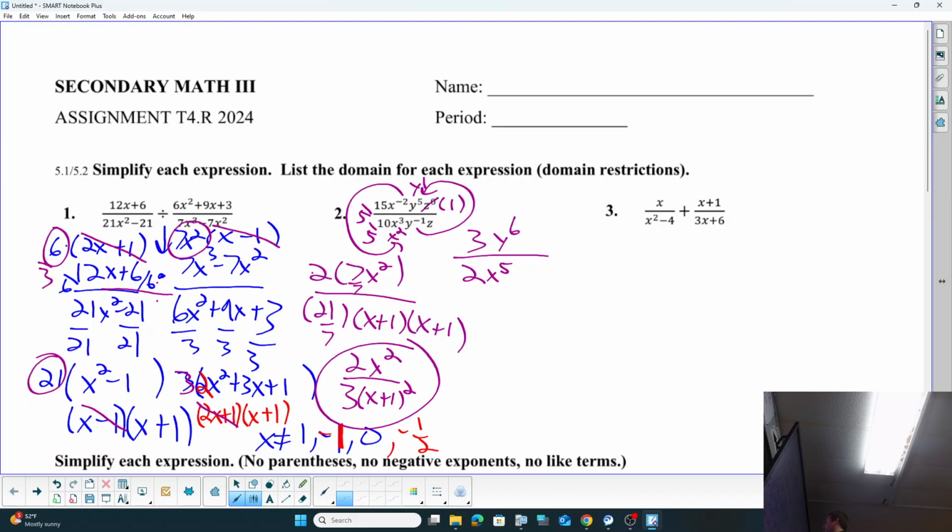Last but not least, that 0 went away, became a 1. And then looking like a negative 1z. Oh, y to the negative power, that's right. Y to the negative 1, we brought it up. So just z.